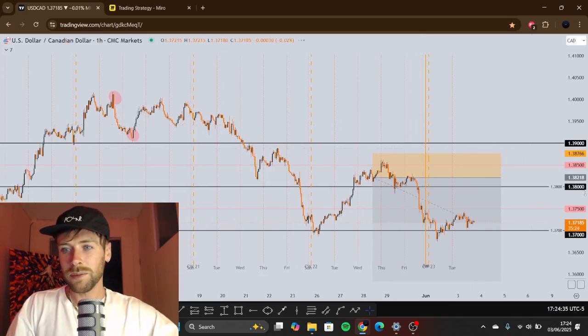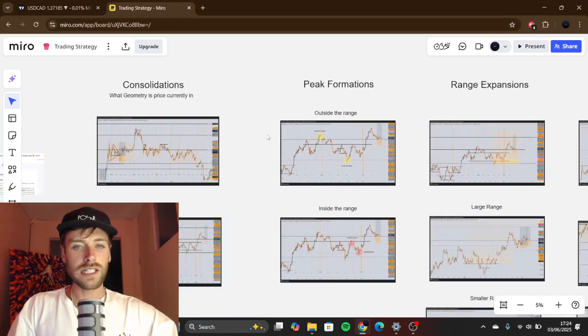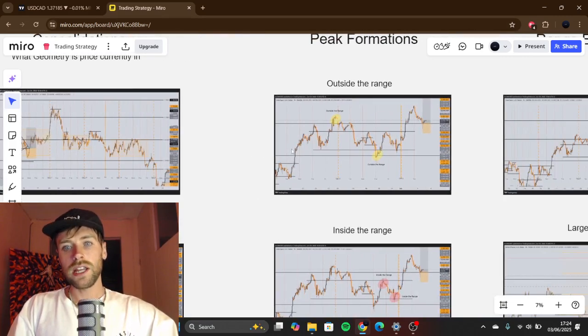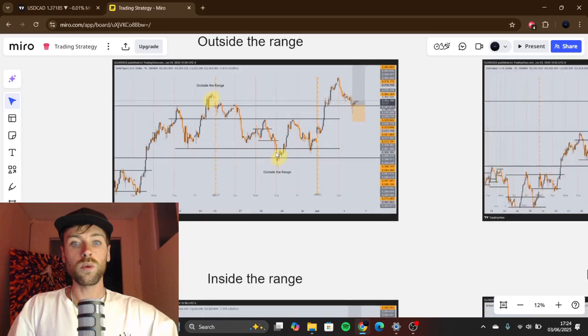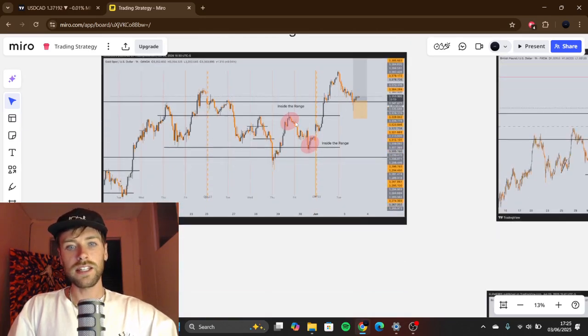It's a super simple concept. Maybe I'm really overcomplicating it. But again, all these concepts are literally just looking at the high and the low and then expanding it. Looking at the high and the low, expanding it. How do we know which way it's going to expand? We have the failed breakout and then the inside peak formations.